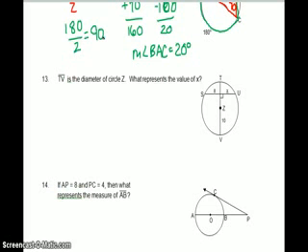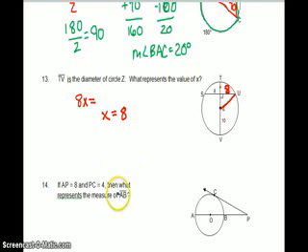Number 13. TV is the diameter of circle Z. What represents the value of X? Well, again, they intersect inside the circle, so we're going to multiply the pieces times each other. We've got 8 times X equals, this is 10, and this is 10 here. So we're going to need to find this piece right here. Since we've got a radius here, we can put 10 right there. We know X is going to be 8, so let's just put an 8 there. And that's really all we need for this one. So X equals 8.